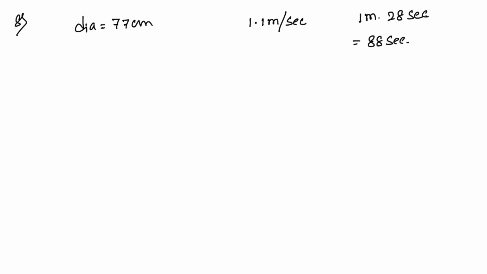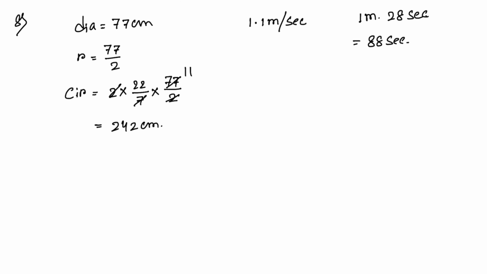As the diameter equals 77, the radius equals 77 by 2. So the circumference is 2 pi r, pi means 22 by 7, and r means 77 by 2. So 2 cancels out, it's 11. So 22 into 11, it's 242 centimeter. Now as here 1.1 meter per second, if you convert meter into centimeter, multiply with 100. So 110 centimeter per second.